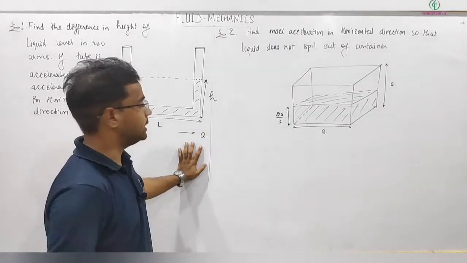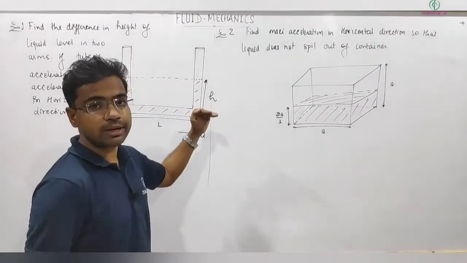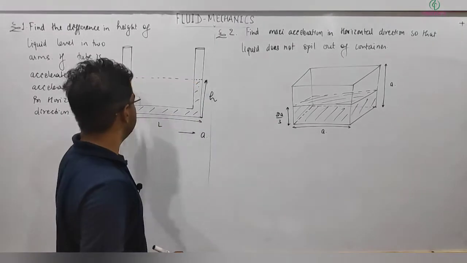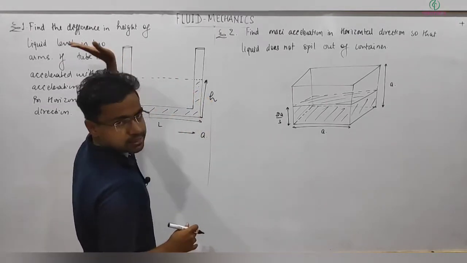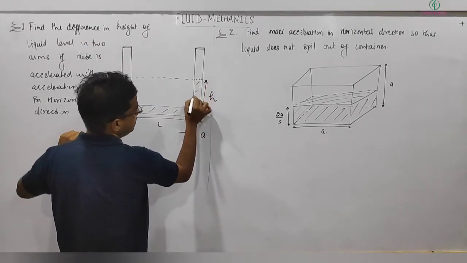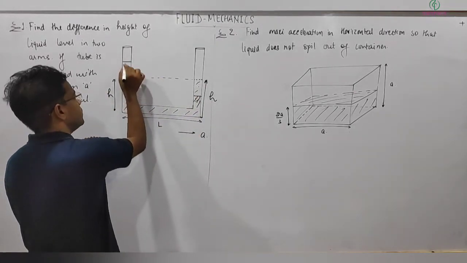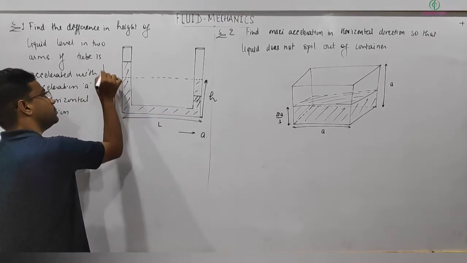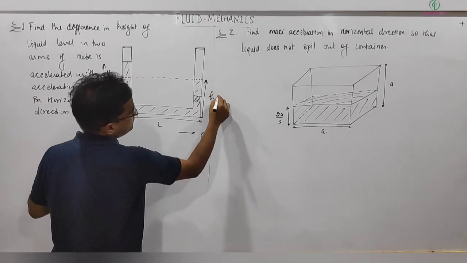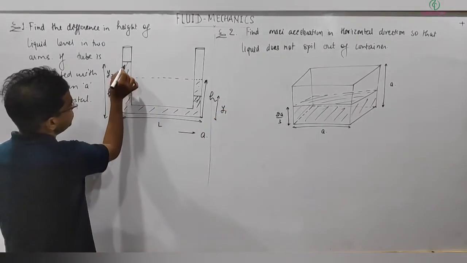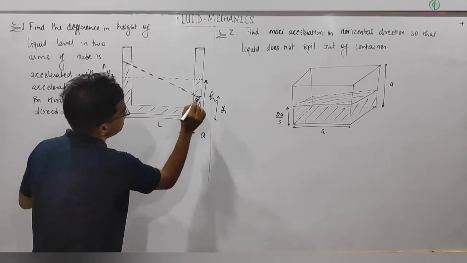Now you can imagine that after the acceleration is given, the level of liquid in these two arms will not remain at exactly the same level. What will happen? It is accelerated, so the free surface will try to align at some angle. So let's say the level in this arm drops up to here and the level in the other arm rises by some amount, so that finally the level of liquid here becomes y2, and the level in this arm is y1.